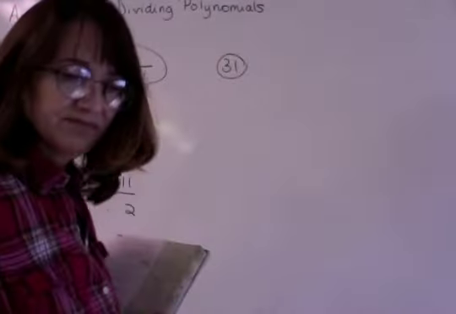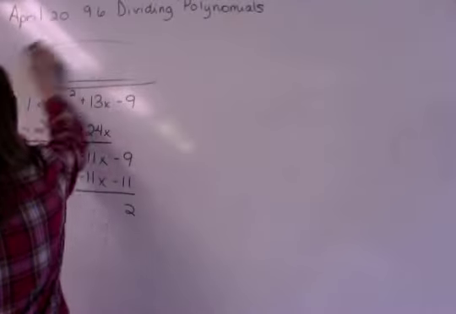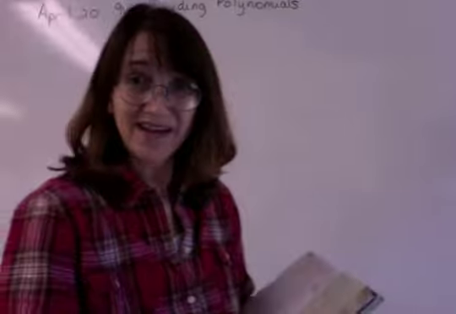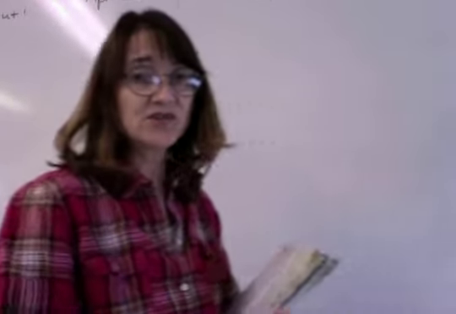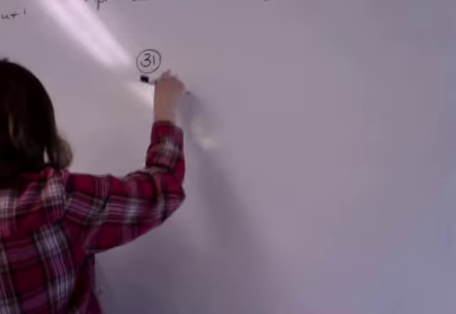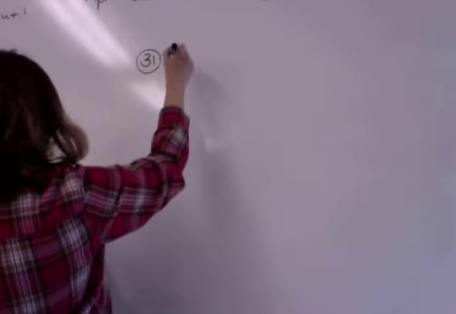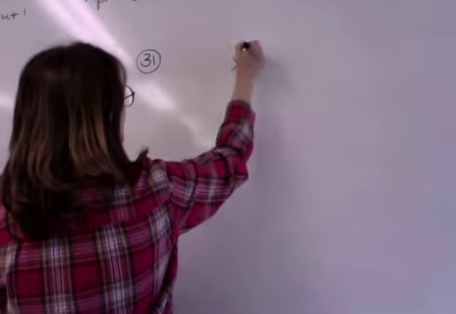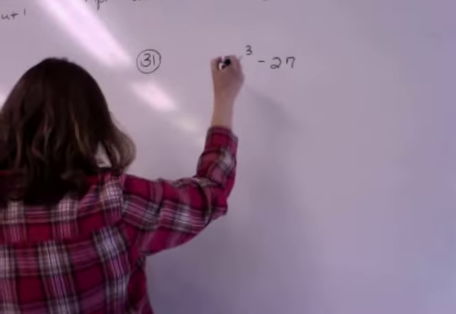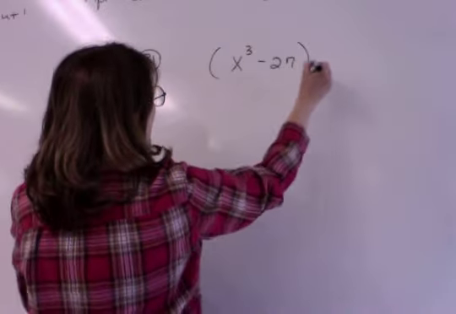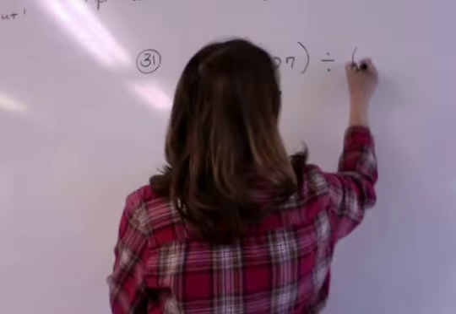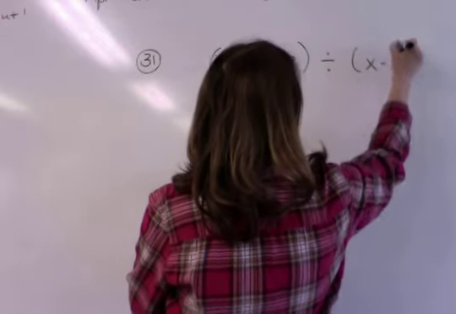So actually, if I go this way, I might run out of room. So let me just erase that and bring you back over here. And let's look at 31. So 31 is x cubed minus 27. And that is going to be divided by, I'm just going to write it like this, and then we're going to talk about what we're doing, by the binomial of x minus 3.